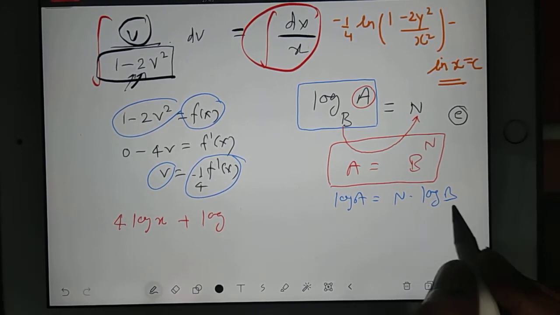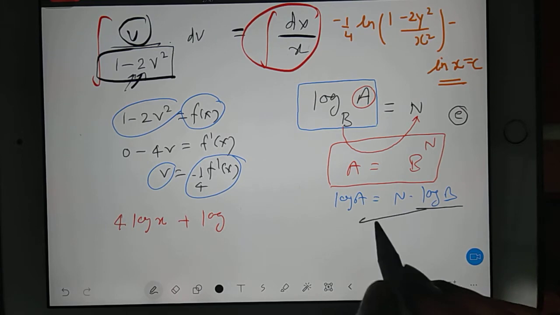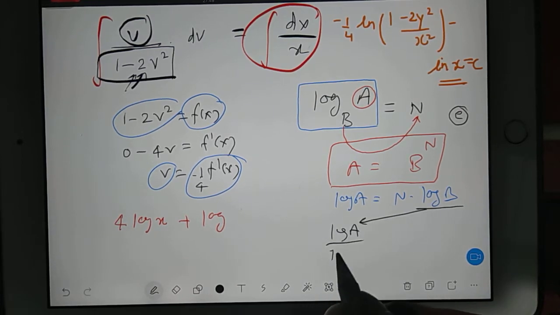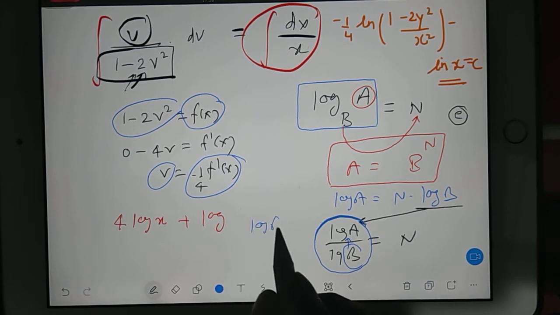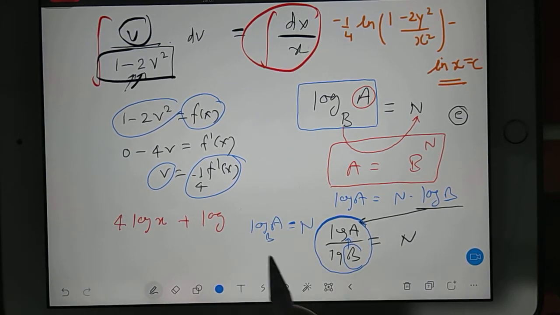Okay, this log b you send down, so it will be log a by log b is equal to n. And remember, whenever you have log a and log b and they have the same base, then this b you can write as a base of a, like log a base b is equal to n. So these are the log properties.